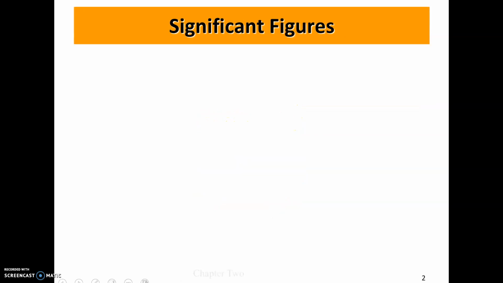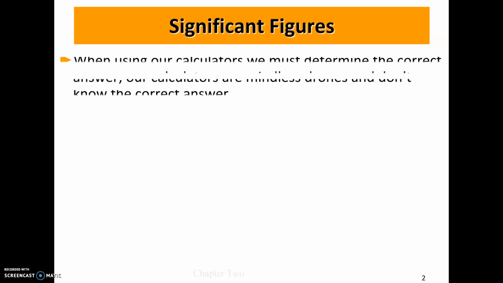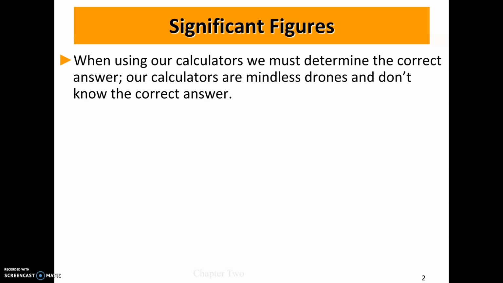Alright, so we're continuing our discussion of numbers in chemistry, and we're going to talk right now about something called significant figures. Have you ever noticed that when you put numbers into a calculator, a lot of times you'll get an answer that has a whole bunch of decimal places? And you may raise your hand and ask your teacher, hey, where am I supposed to round to? Where do you want me to round this?